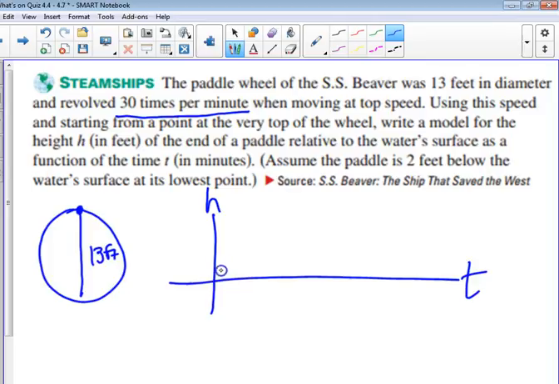Assume the paddle is 2 feet below the surface at its lowest point. So the water level here goes 2 feet below. So where's the minimum at? -2. Everybody okay? 2 feet below the water, the height, 2 feet below. Where's the tallest it goes? If 13 is all the way across and this was down 2, then this is a maximum height. This whole distance is 13, but above the water, it's only 11, right?